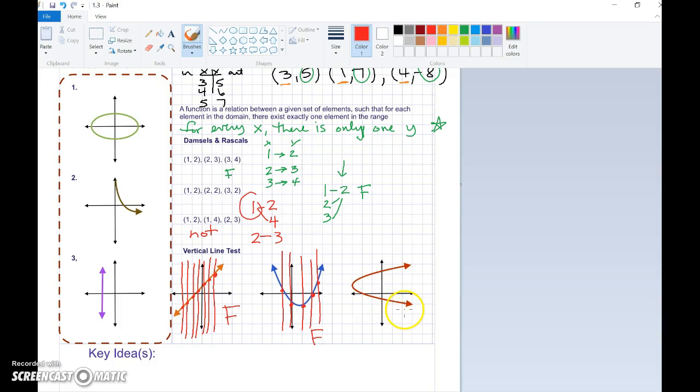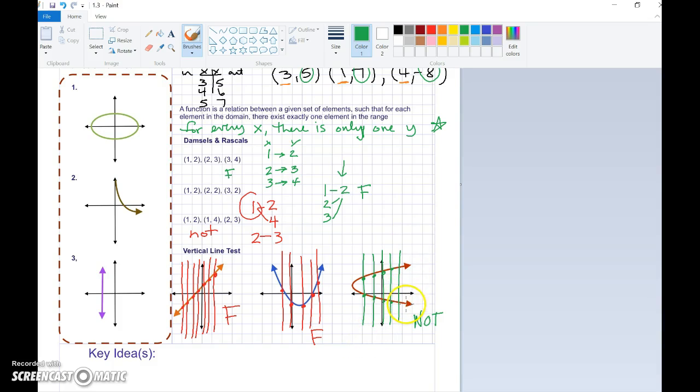Since that's kind of a red color, I'll change it here. Let's try this reddish graph here. Let's draw some vertical lines. And what do you notice right away? Well, you notice that my vertical lines are crossing in two places. 1, 2. 1, 2. This is not a function. And you can see that it's not because my vertical lines cross the graph in more than one place.